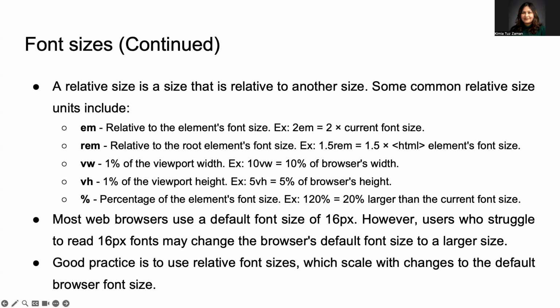Viewport units are also common. vw equals 1% of the browser's width and vh equals 1% of the browser's height. A percentage can also be used, such as 120% to make text 20% larger than its parent size. Since most browsers use a default of 16 pixels, but users may increase it for readability, it's good practice to use relative sizes. This ensures text scales properly when the user changes their browser or device settings.